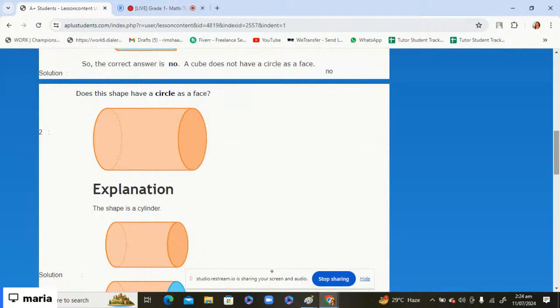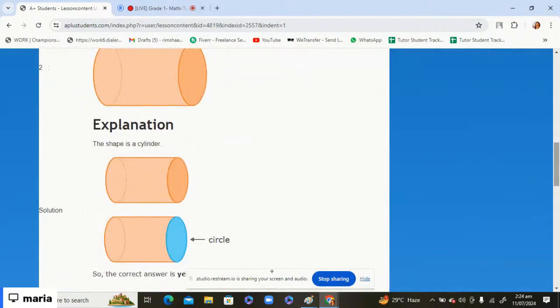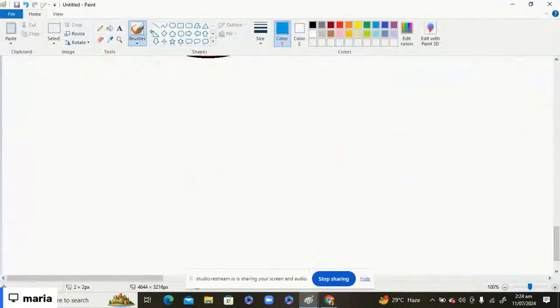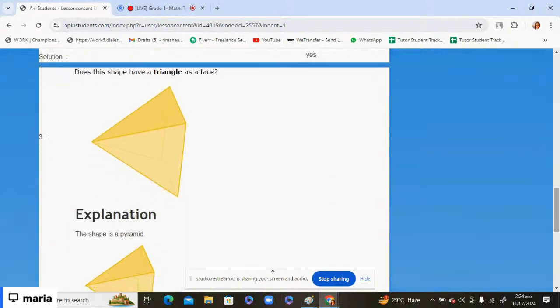Okay, now look, does this shape have a circle as a face? Check it out. The circle shape is like it's in the form of this way. I already told you what the shape of the circle is, like this way. This is the shape of the circle. Check it out in that shape. Is there any circle in it? Yes. There is a circle in the faces, the first circle and the second circle. So we can say that yes, it's the shape of the circle.